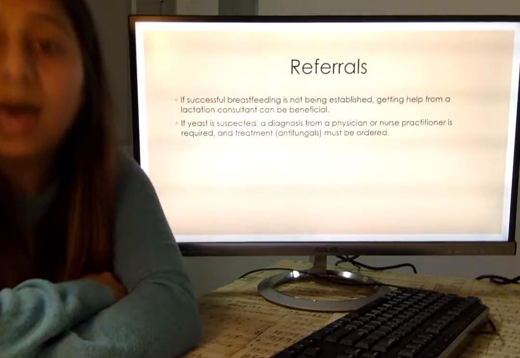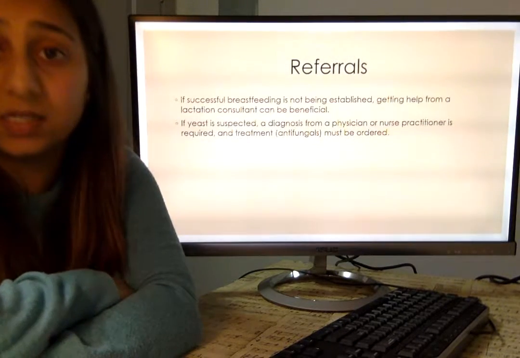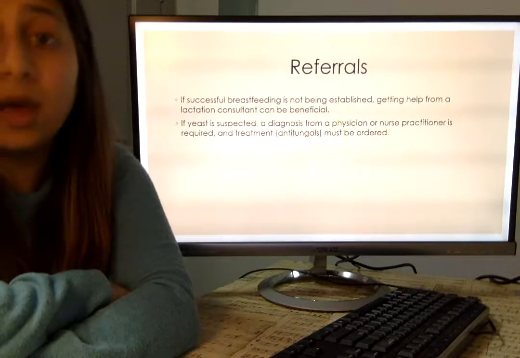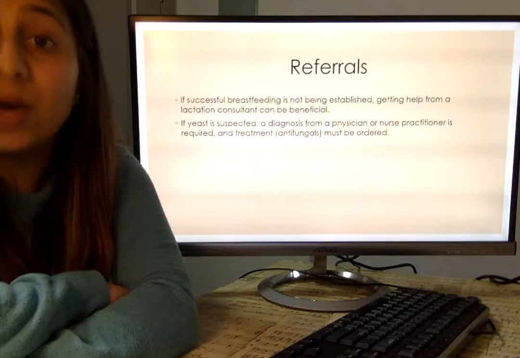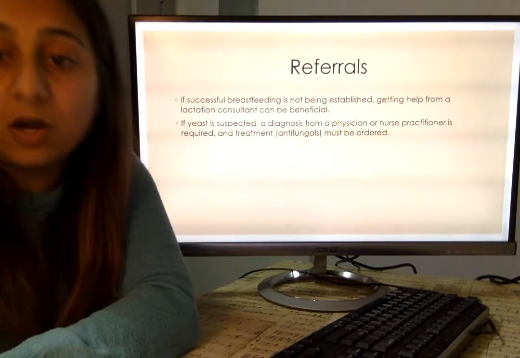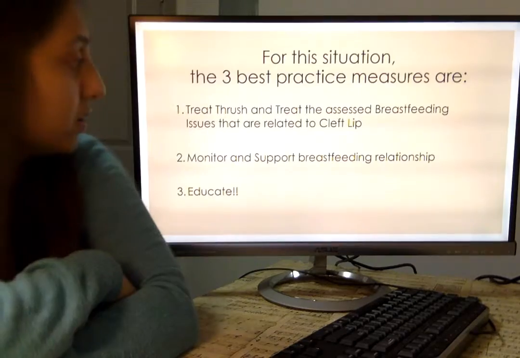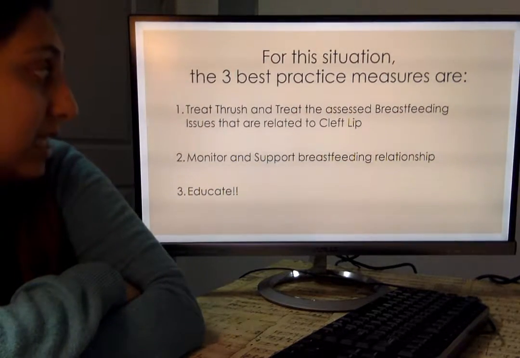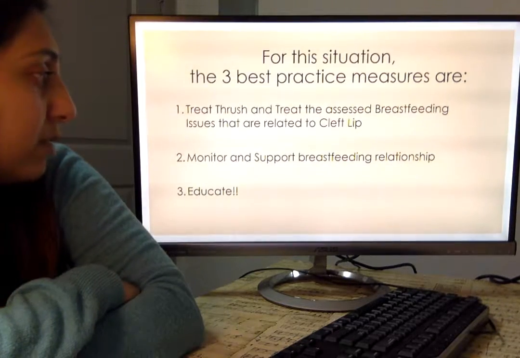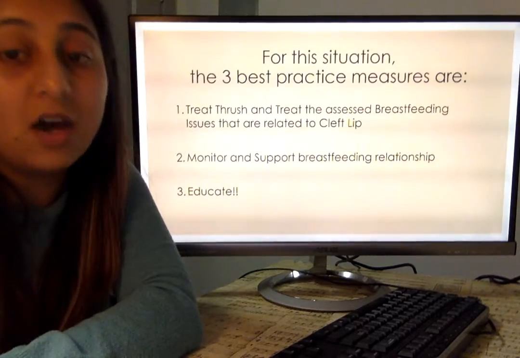Referrals can be made. For example, if successful breastfeeding is not done, we might talk to the lactation consultant, which can be very beneficial. We also need to talk to the physician or healthcare provider, which may be a nurse practitioner, to get a diagnosis of yeast, to get a treatment option such as antifungals. Now, here are my 3 best practice measures. For number 1, treat thrush and treat the assessed breastfeeding issues that are related to cleft lip. Number 2, monitor and support the breastfeeding relationship. And number 3, educate. We want to educate all the time.